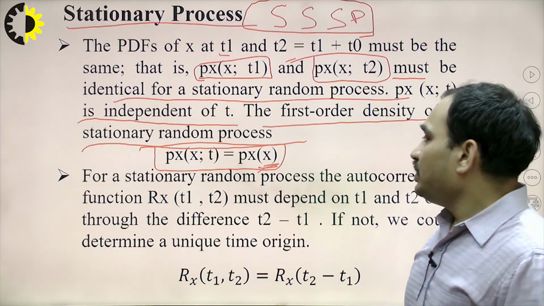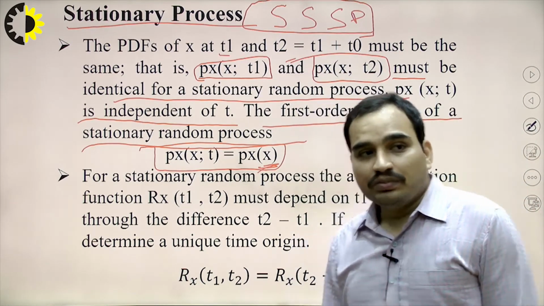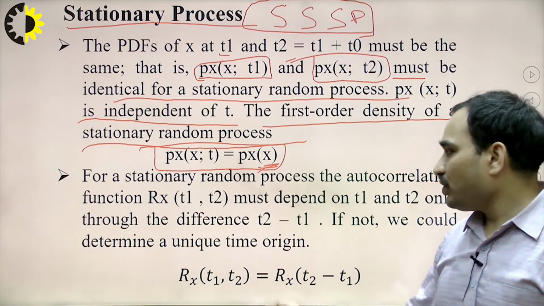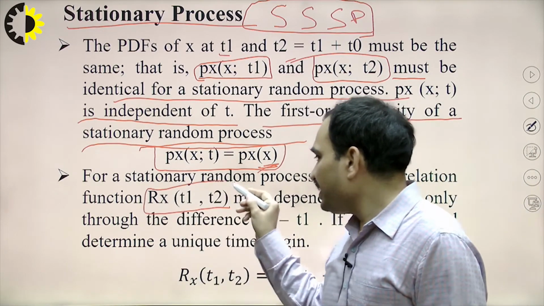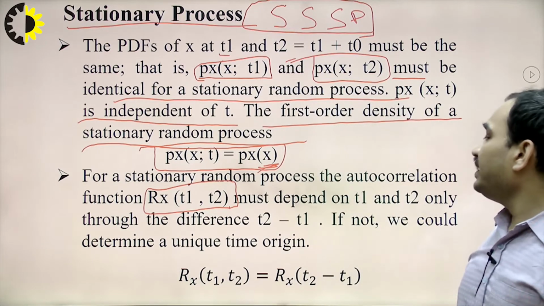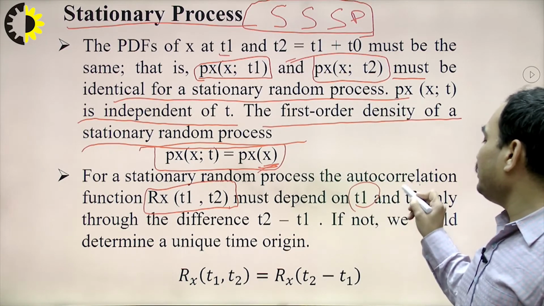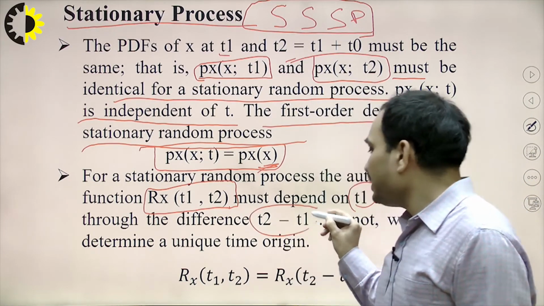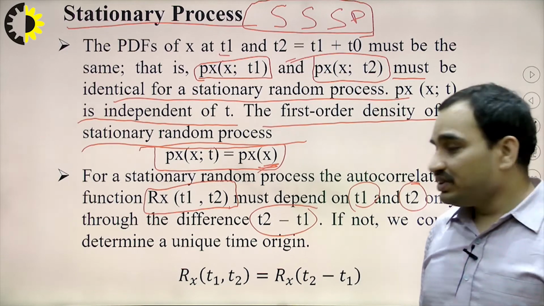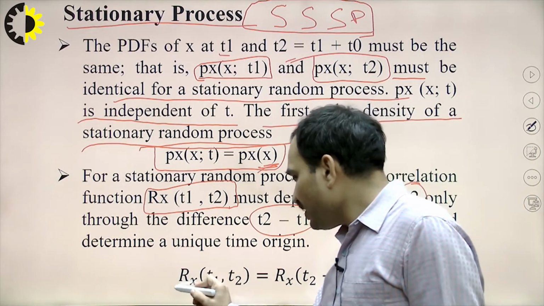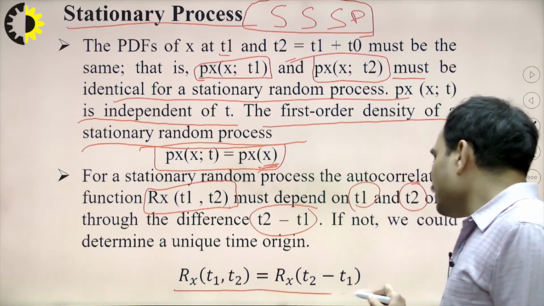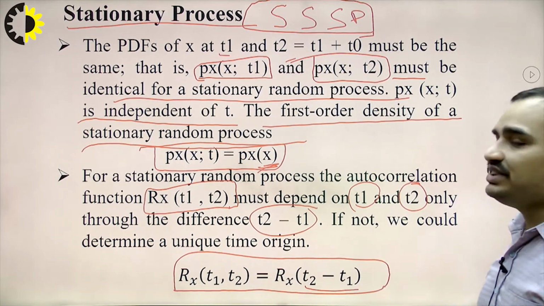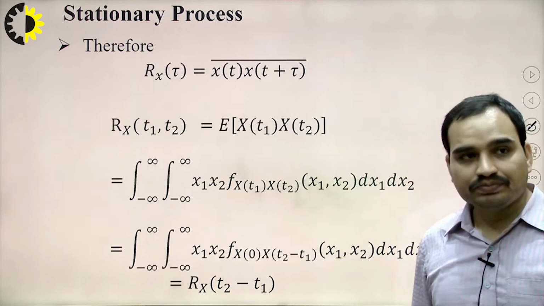Okay. So for the second condition, for a stationary random process, the autocorrelation function at the two time instants, that is t1 and t2, must depend on the time instants t1 and t2 only through the difference. So how is it depending? The difference, that is t2 minus t1. So this means that the autocorrelation function at two time instants t1 and t2 is equal to the autocorrelation function of the time difference, that is t2 minus t1.